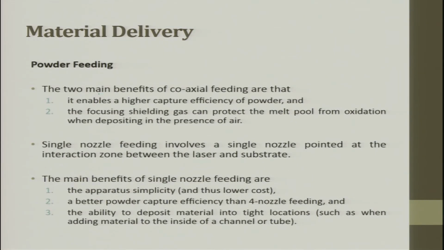The two main benefits of coaxial feeding are that it enables a higher capture efficiency of the powder, and the focusing shielding gas can protect the melt pool from oxidation when depositing in the presence of air. The single nozzle feeding involves a single nozzle point at the interaction zone between the laser and the substrate. The main benefits of single nozzle feeding are the apparatus simplicity, a better powder capture efficiency than 4 nozzle feeding, and the ability to deposit material into tight locations. These are some of the advantages of single nozzle feeding compared to coaxial feeding.